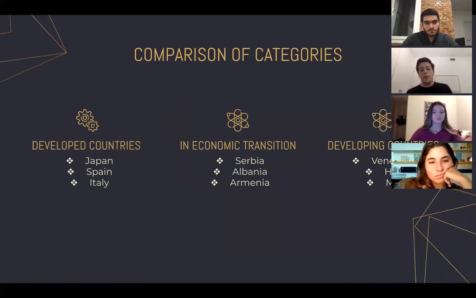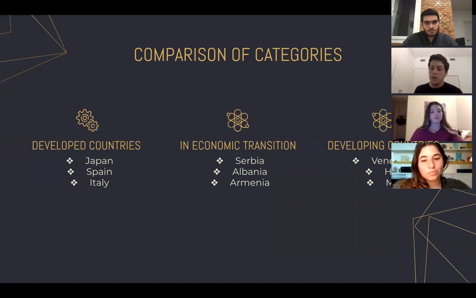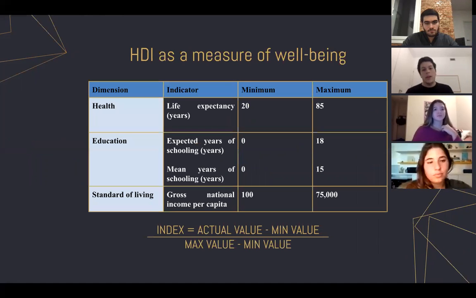Finally, we created 3 categories, these being developed countries, economic transition, and developing countries. And we chose 3 countries for each: Japan, Spain, and Italy for developed countries; Serbia, Albania, and Armenia for countries in economic transition; and Venezuela, Haiti, and Mali for developing countries. And then we used the HDI as a measure of well-being.